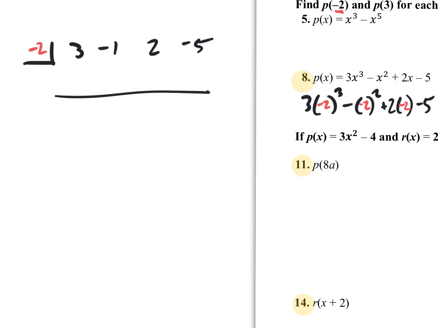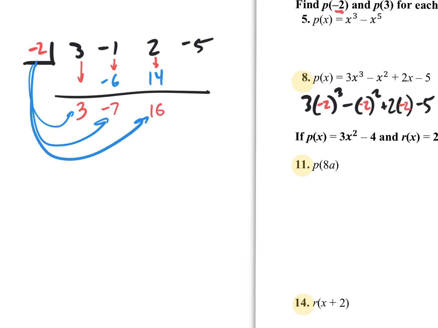And as you go down, you combine. 3 plus nothing is 3. As you go up, you multiply. -2 times 3 is -6. As you go down, you combine. -1 minus 6 is -7. As you go up, multiply. -2 times -7 is +14. As you go down, combine. 2 plus 14 is 16. As you go up, multiply. -2 times 16 is -32. As you go down, combine, you're going to get -37.